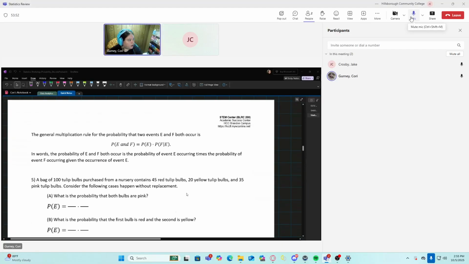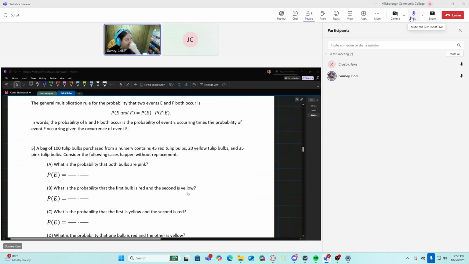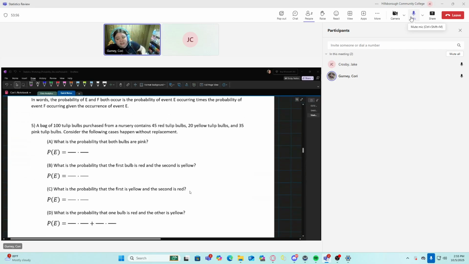Okay. Now, here's the example. Again, using the same bulb example. I was not creative when I was making this because I was just like, let's keep it consistent. We're using the same exact example 50 times.